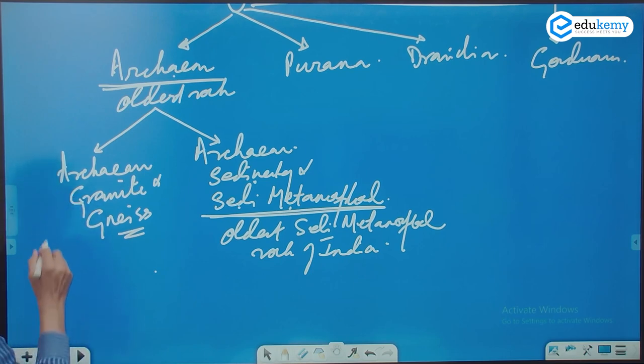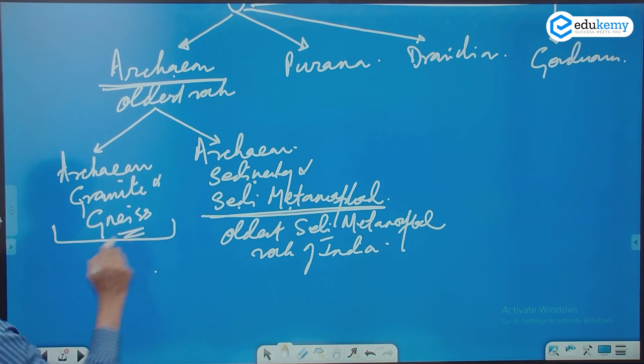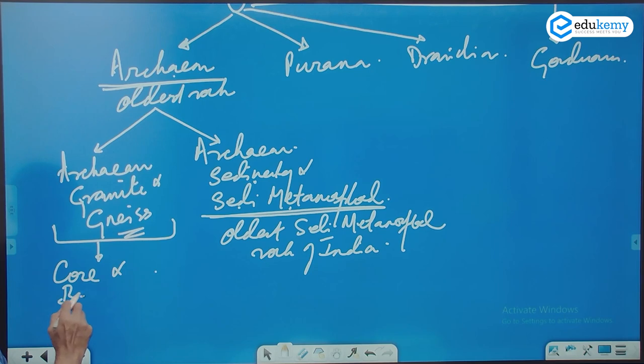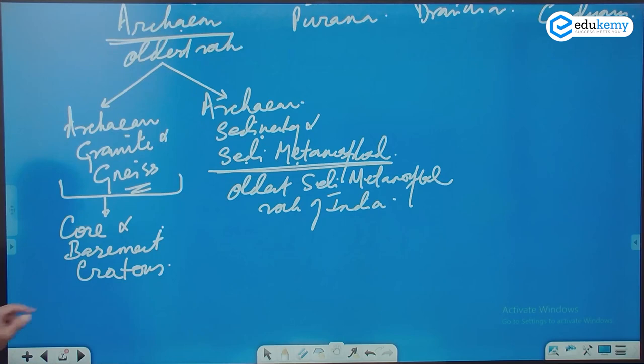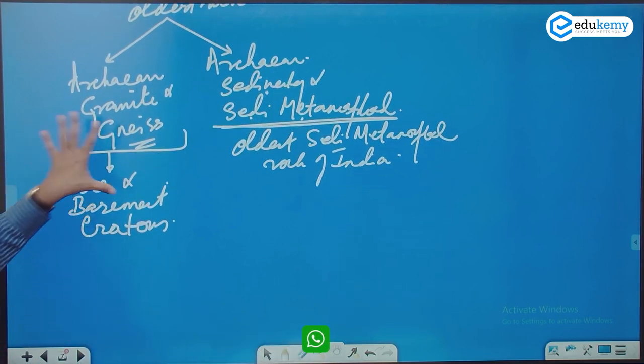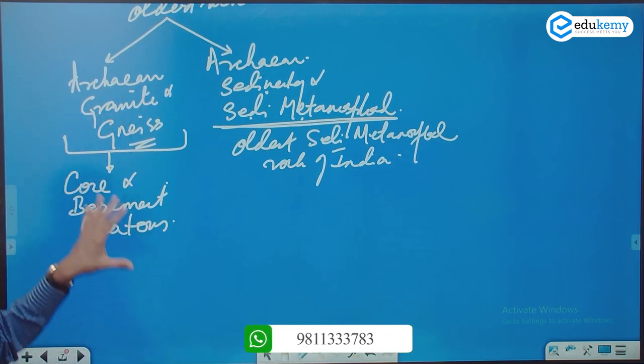Okay, now these rocks make up the core and the basement cratons. What are cratons? Those are modified batholiths inside. So they become the core of India. They become the basement cratons. They are the most important fundamental rocks of India, the fundamental units that make up the core of the continents. They make up the cratons.